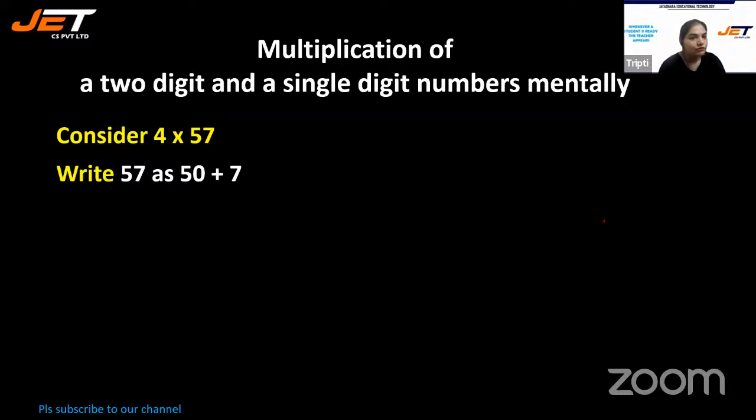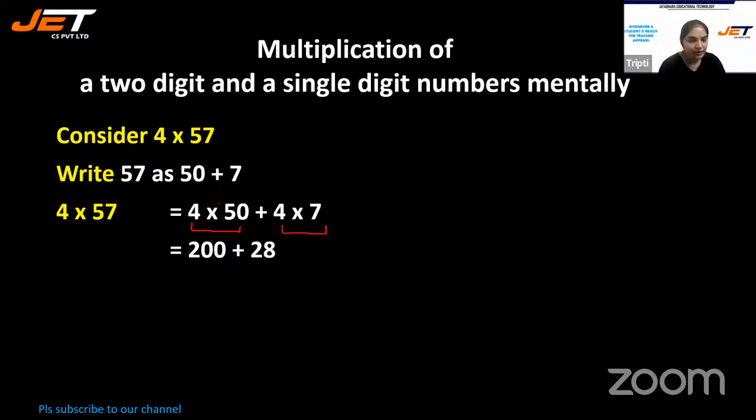Okay, so 57 can be written as 50 plus 7. So first I'll do 4 times 50. Then I'll do 4 times 7. So 4 times 50. 4 times 5 is 20. 20 and 1 zero extra, 200. That means 4 times 50 is 200. And 4 times 7 is 28, or 7 times 4 is 28.